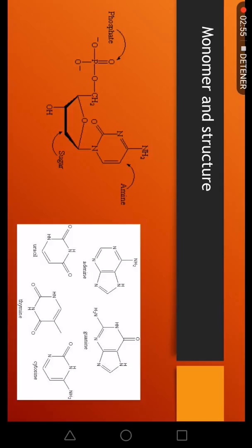Nucleic acids are formed of bases. These bases are formed of a phosphate group, sugar, and an amine group. They are adenine, guanine, uracil, thymine, and cytosine. Adenine joins with thymine and/or uracil, depending if it is DNA or RNA, and guanine always pairs up with cytosine.